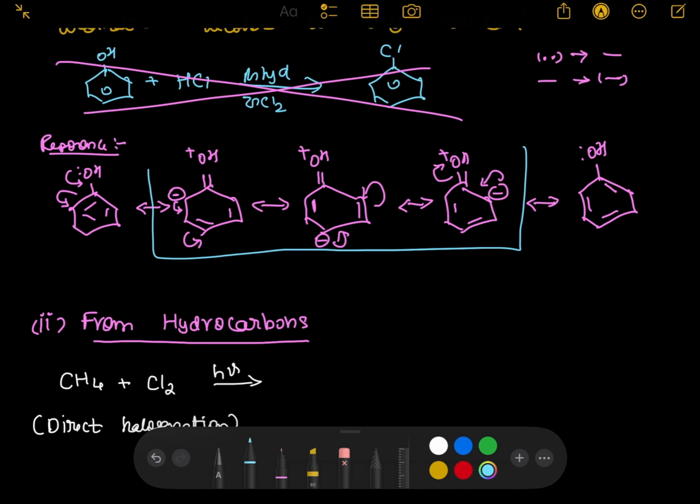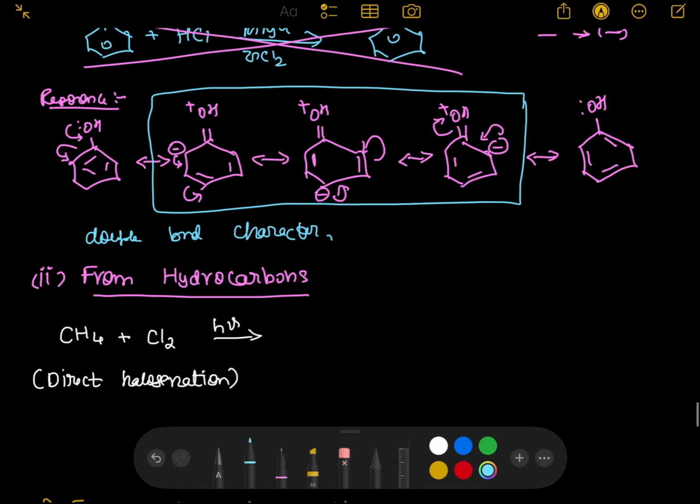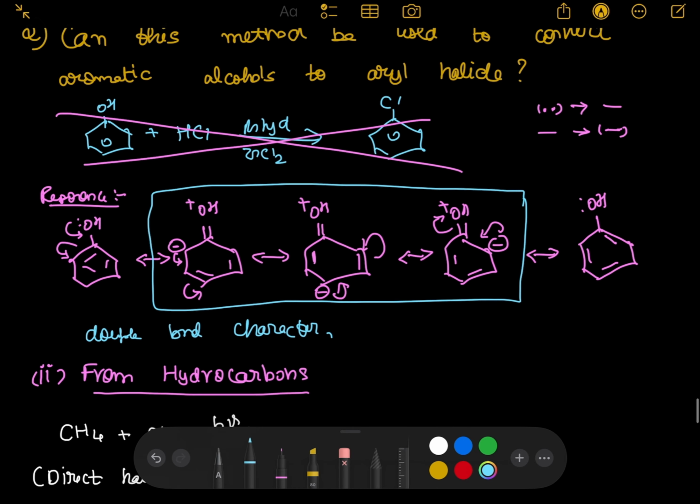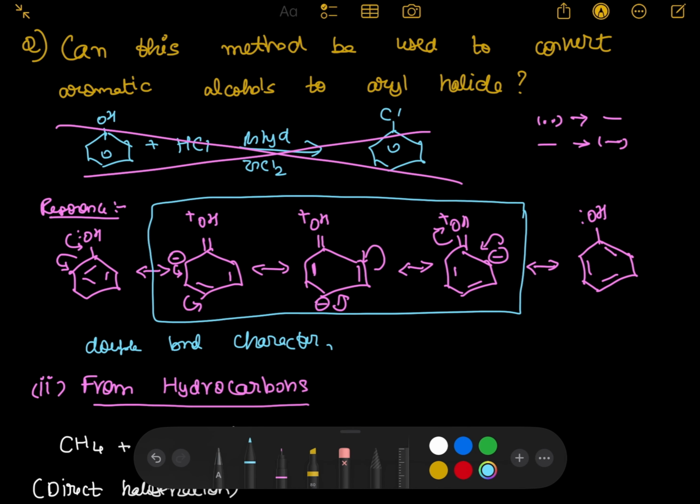3 out of the 5 resonating structures have a double bond between the carbon and OH in benzene. That's why it's showing double bond character. Since it's showing double bond character, it is harder to break this bond. It is very difficult to break, therefore it will not go through this reaction. First reason: since it's showing resonance, it has double bond character, so it is harder to break this bond. That's why it cannot undergo this reaction. We cannot use this method to prepare aryl halides. Alright?